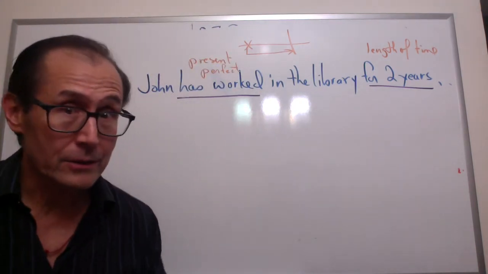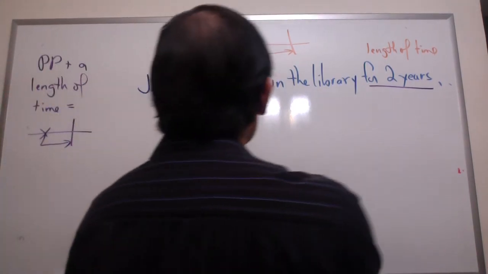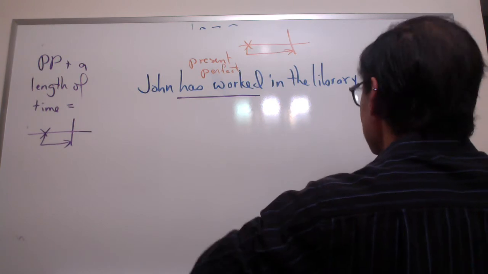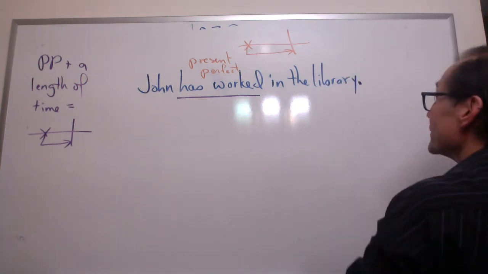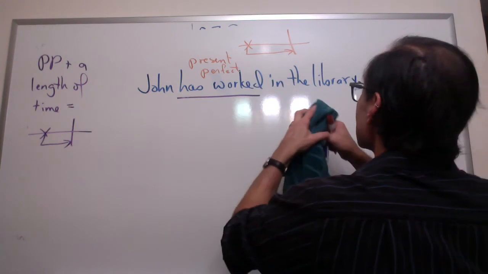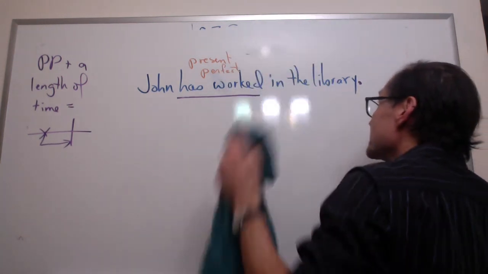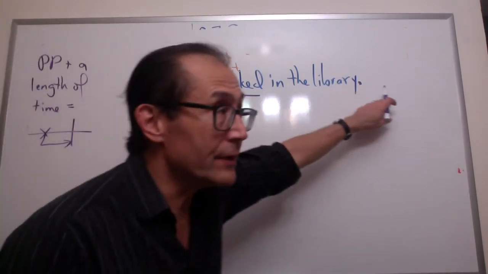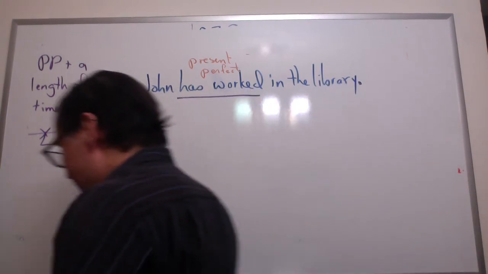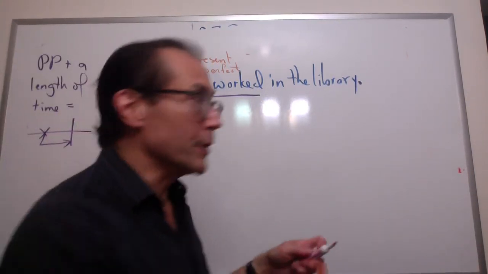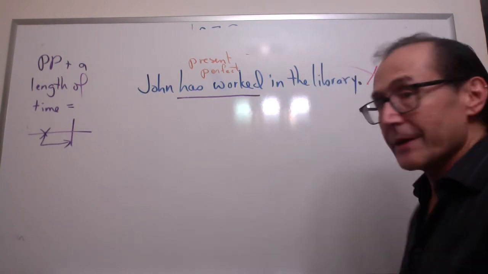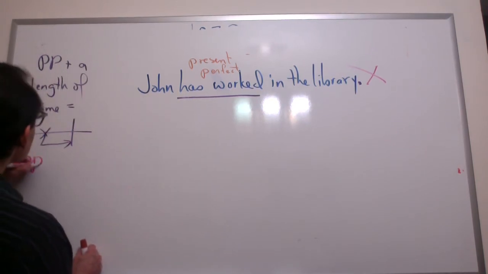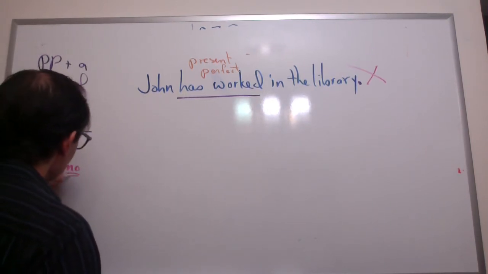Now, let's take a look. Let's make a change. I'm going to get rid of the length of time. And I say, John has worked at the library, period. Okay? I'm going to erase this. Now, I still have present perfect, but I don't have a length of time. So I've got present perfect, but no length of time. No length of time there at the end.